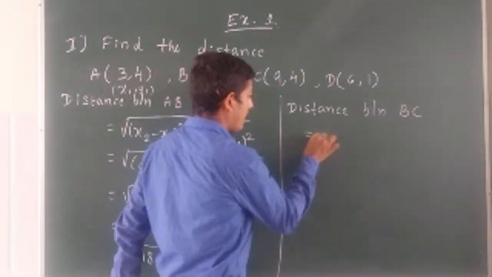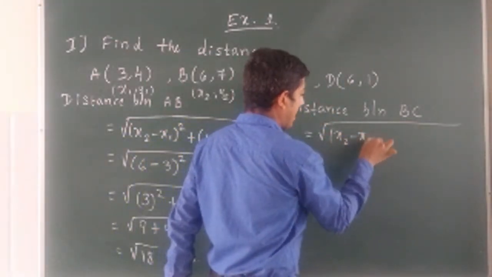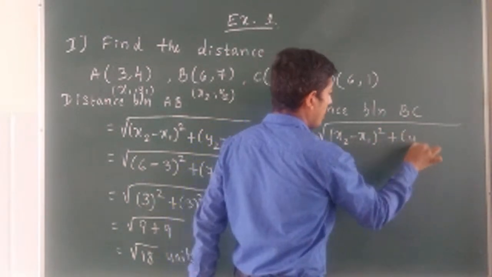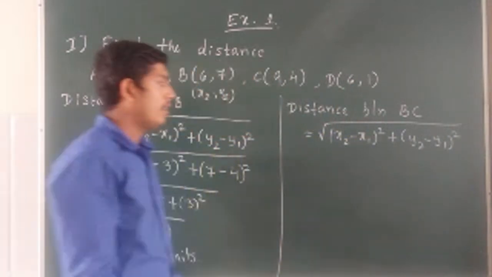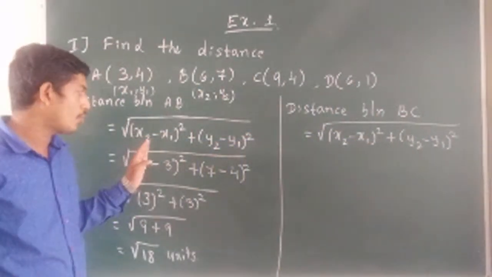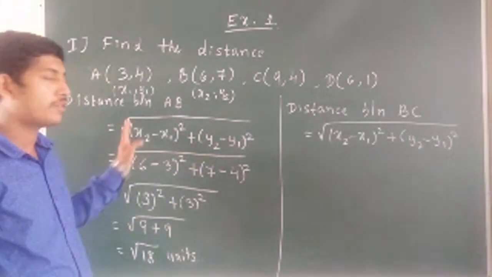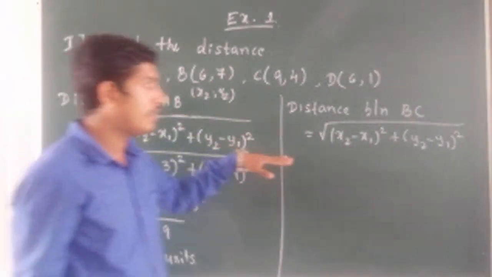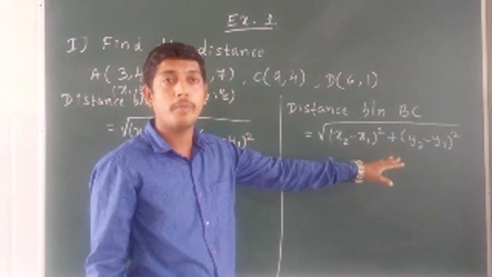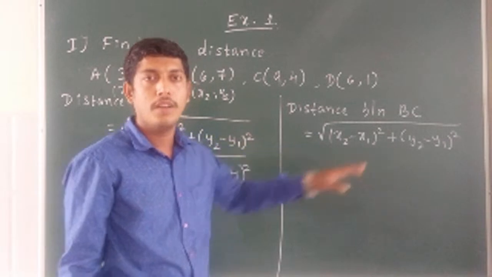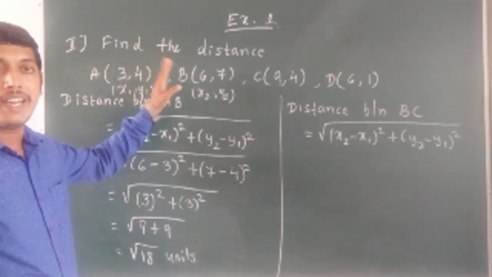I will write the formula, that is square root of x2 minus x1 whole square plus y2 minus y1 whole square. Now in the first problem, we considered x2 minus x1 whole square plus y2 minus y1 whole square. That is under the square root sign. In the second distance formula, we consider square root of x2 minus x1 whole square plus y2 minus y1 whole square. We had only x1, y1, x2, y2 as points A and B.